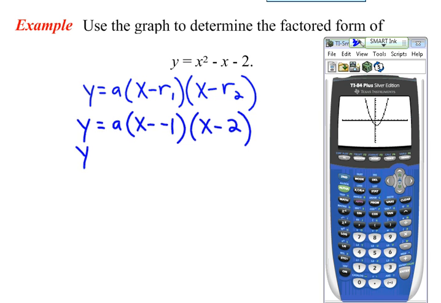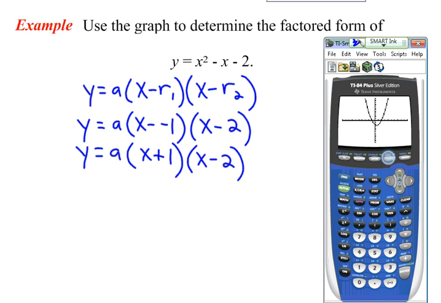We know that to subtract -1 we add +1, and we'll keep that as x minus 2. Now what's left is we still have to find out what a equals. We're going to use the y-intercept to plug into this equation to solve for a. And you can check your y-intercept on the graph. It's pretty clear that it's at (0, -2).